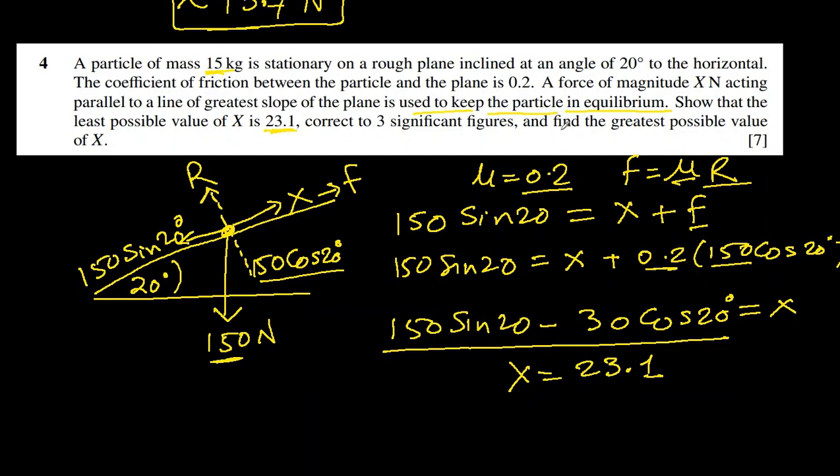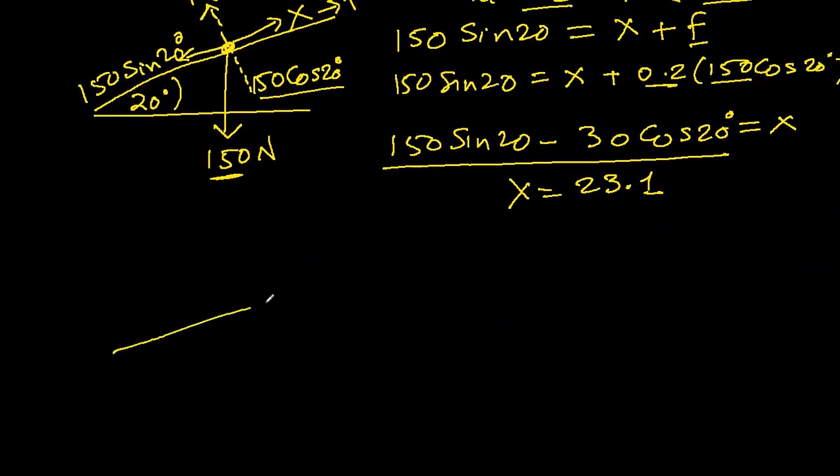Let's talk about the second part, which says find the greatest possible value now. Let me redraw the whole system again. So this is the inclined plane. This is 20 degrees angle and the weight is 150 newtons. X is the force still upwards, but now we want greatest. The greatest force is when you are trying to move this object up. Earlier you were trying to stop it from sliding down. Now you're trying to move it up. In that case, what will happen?